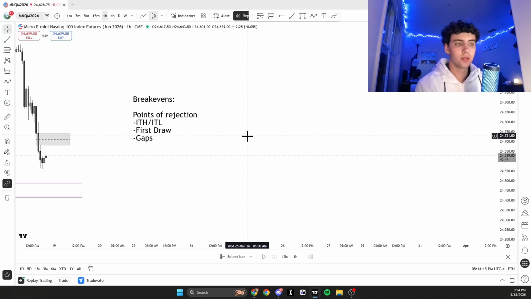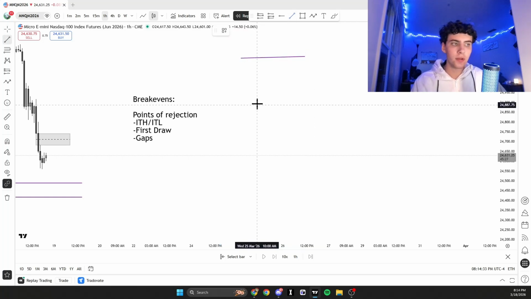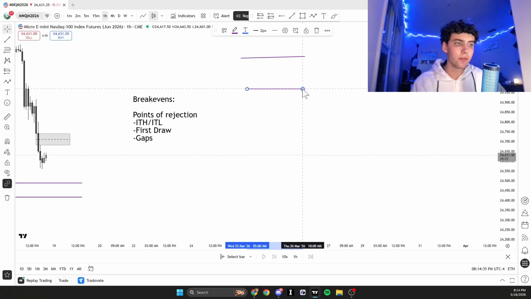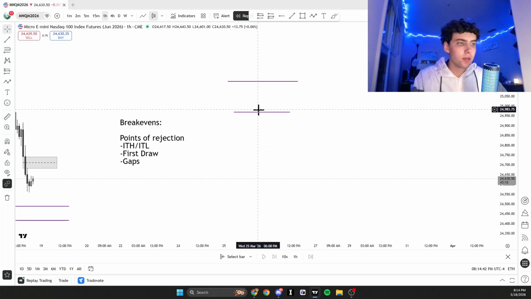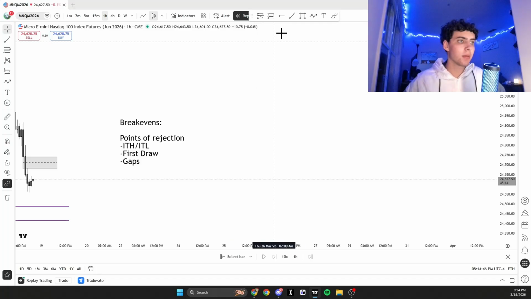So what I like to do for my break-even system is I like to move my stop loss to break-even at points of rejection. And the main point of rejection where I like to do this is internal highs and lows. Next, we have if we're targeting a certain draw that's way up here as my main draw, but then we have kind of a first draw down here that price could reject off of. I might go break even there. And then the fourth or the third one here, which doesn't happen as often, but also gaps sometimes.